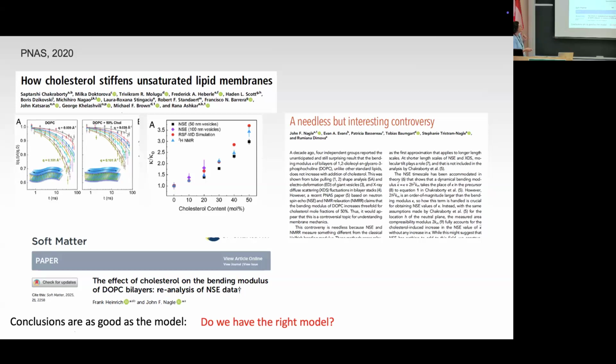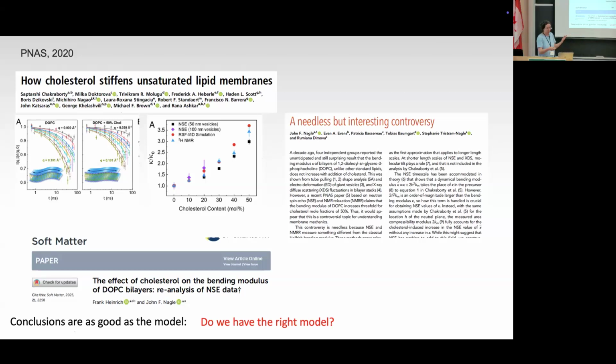This was a few years ago. A paper was published that stirred controversy. I'm not going to go into the biological details, but membranes contain cholesterol. We think that cholesterol is bad, but actually cholesterol is very important for membranes because it is related to the formation of rafts and so on. This paper claimed that adding cholesterol to a particular lipid, DOPC, stiffens the membrane, so it increases the bending rigidity, which was completely opposite to what had been measured and reported in other experiments.